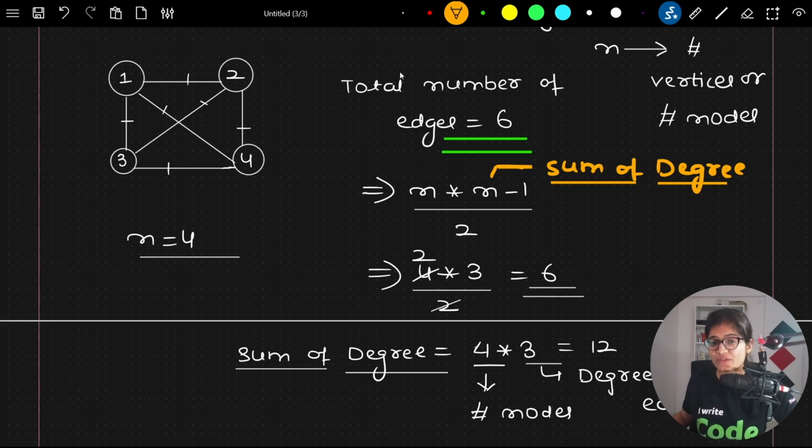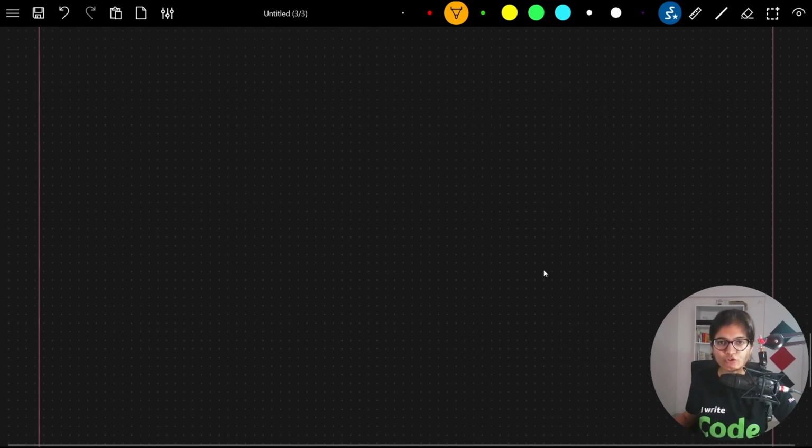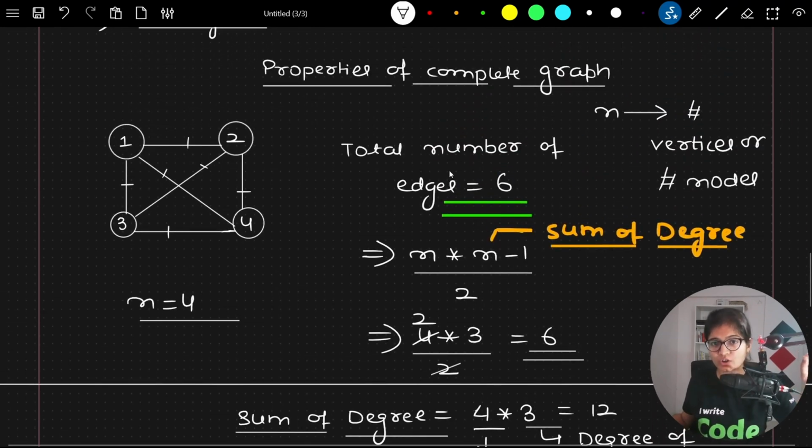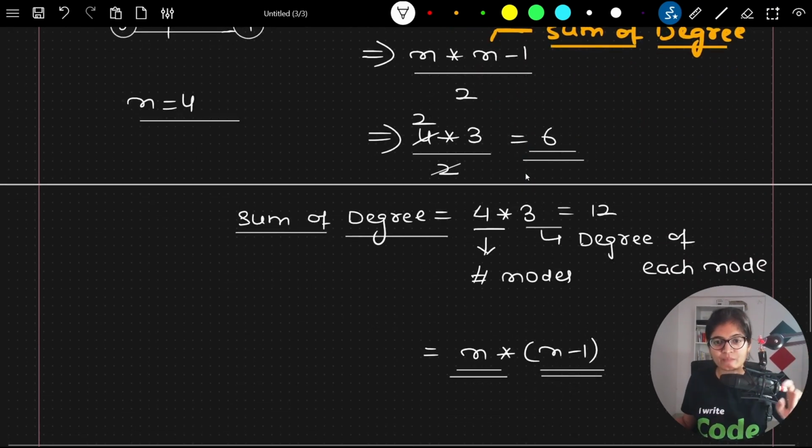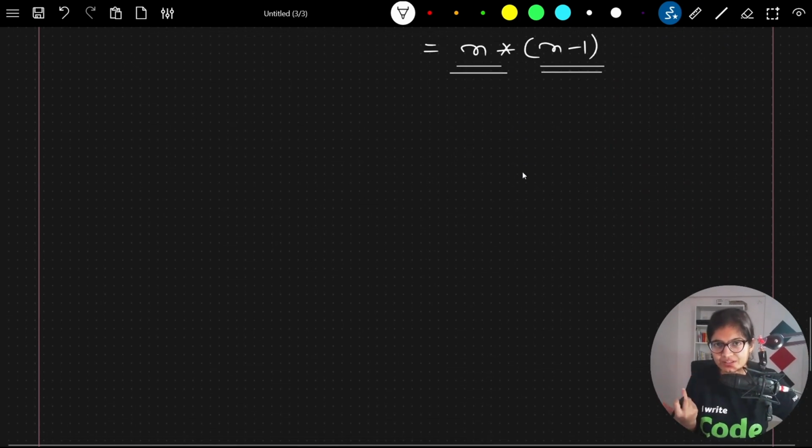So if someone asks you, can you tell me the sum of the degrees? You can instantly tell now. Why? Because now remember that we are talking about complete graphs only. So whatever properties I am discussing here will be valid only for the complete graph. So how can you easily calculate the sum of degree?